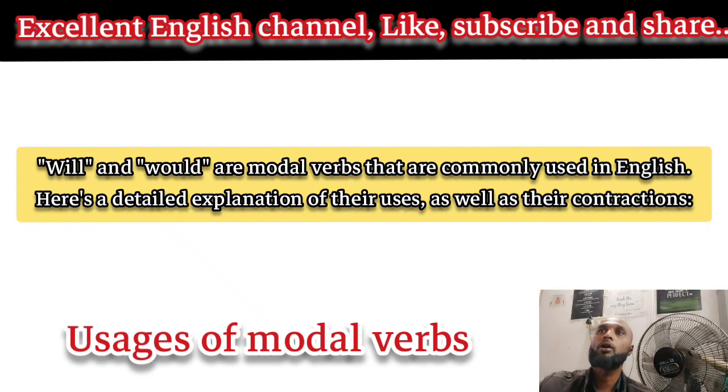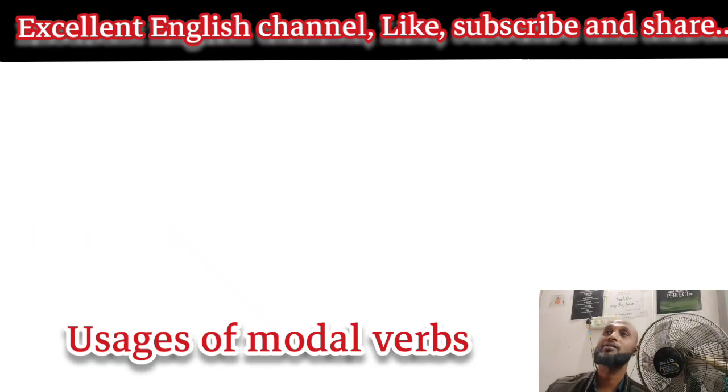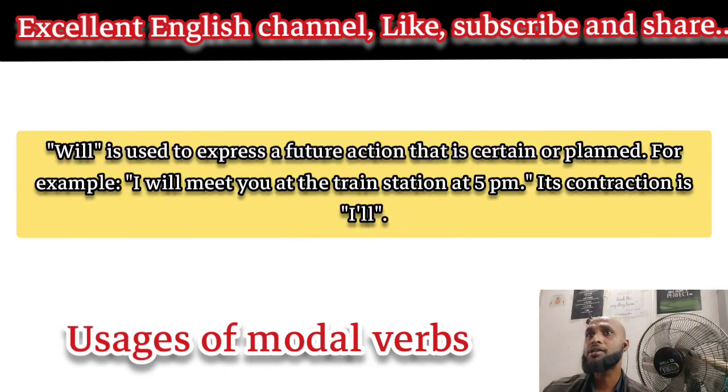Will and would are modal verbs that are commonly used in English. Now here is a detailed explanation of their uses as well as their contractions. Will is used to express a future action that is certain or planned. For example, I will meet you at the train station at 5 p.m. Its contraction is I'll.